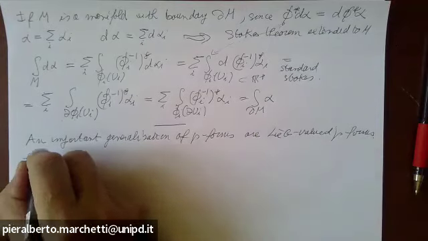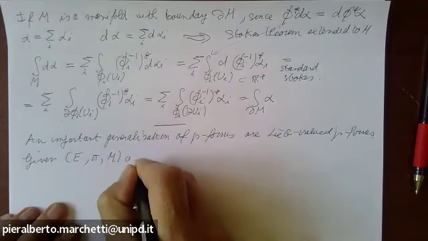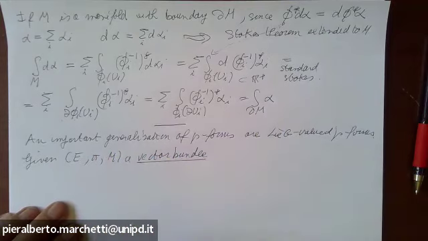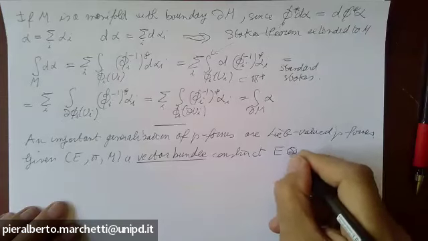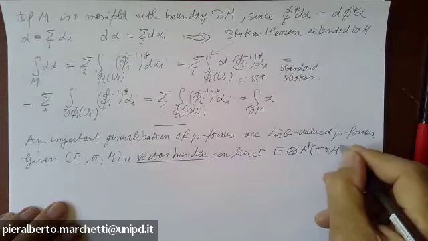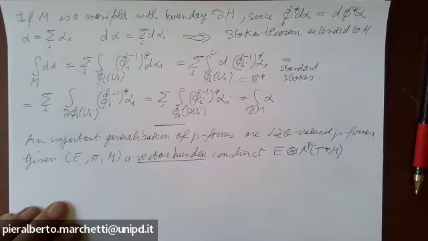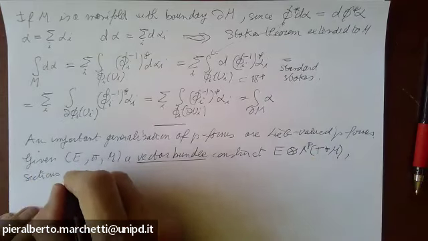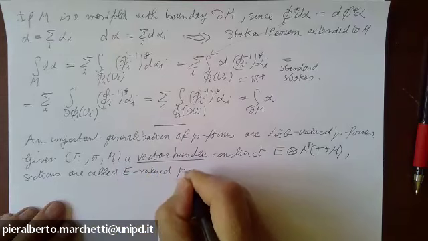So let's start a general construction. Given E, π, M a vector bundle, so the fiber is a vector space, we can construct the following: E tensor product the wedge product P times of the cotangent bundle of M, and the sections of this object are called E-valued P forms.